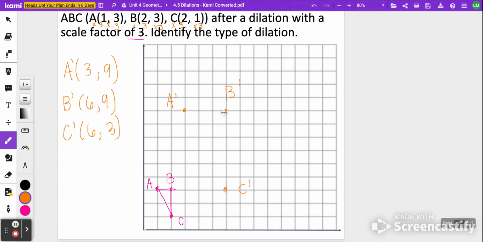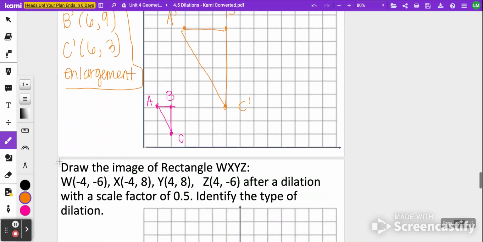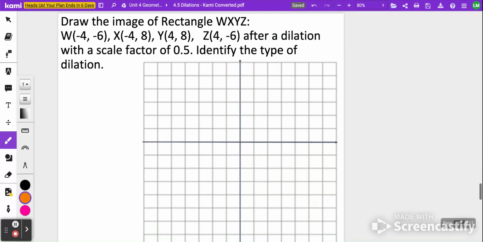This shape should look similar to the one we had before. It has now just been enlarged as a dilation. So this is an enlargement. Okay, so that was what our answer should look like for this example. Now we're going to look at the image and do a different type of dilation.